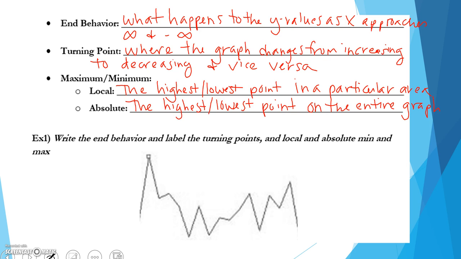A local max or min is the highest or lowest point in a particular area, and the absolute would be the highest or lowest on the entire graph. So example 1: write the end behavior and label the turning points and all the maxes and mins.